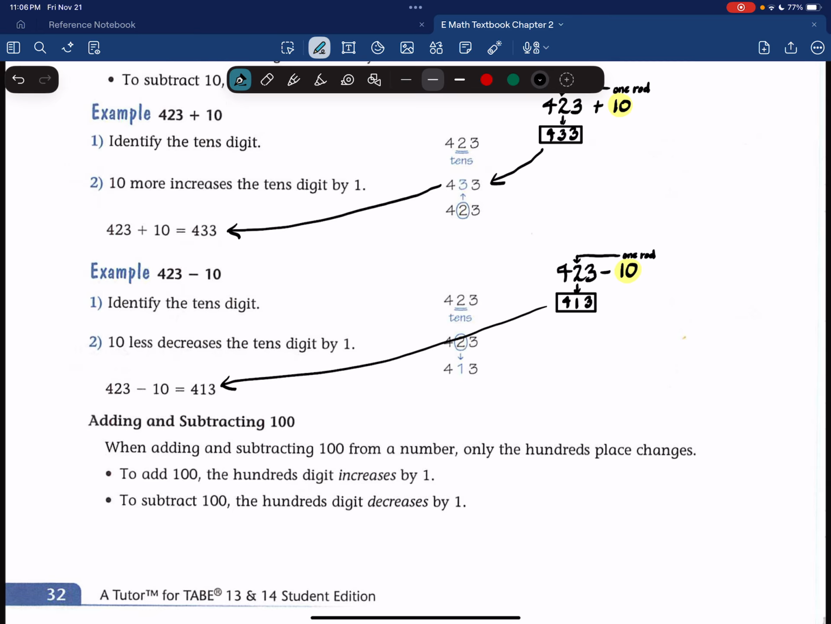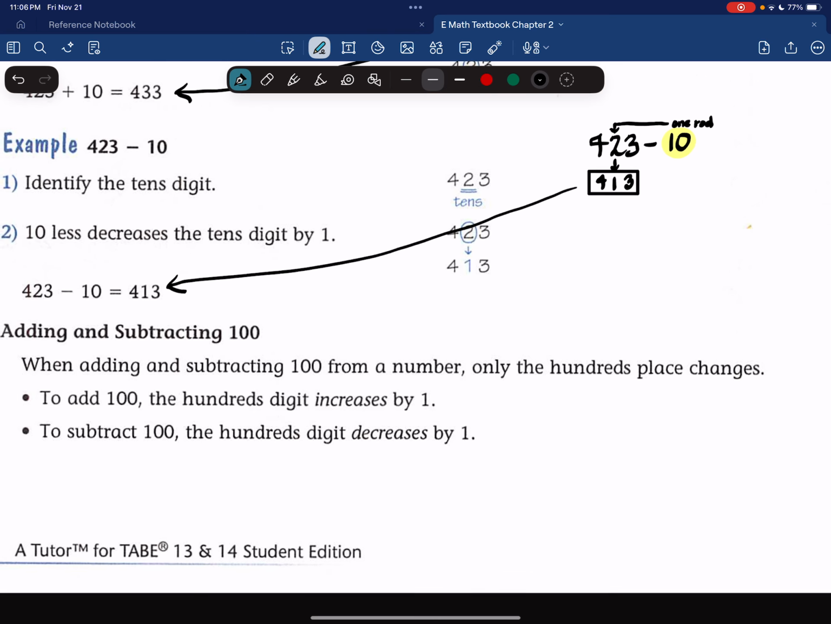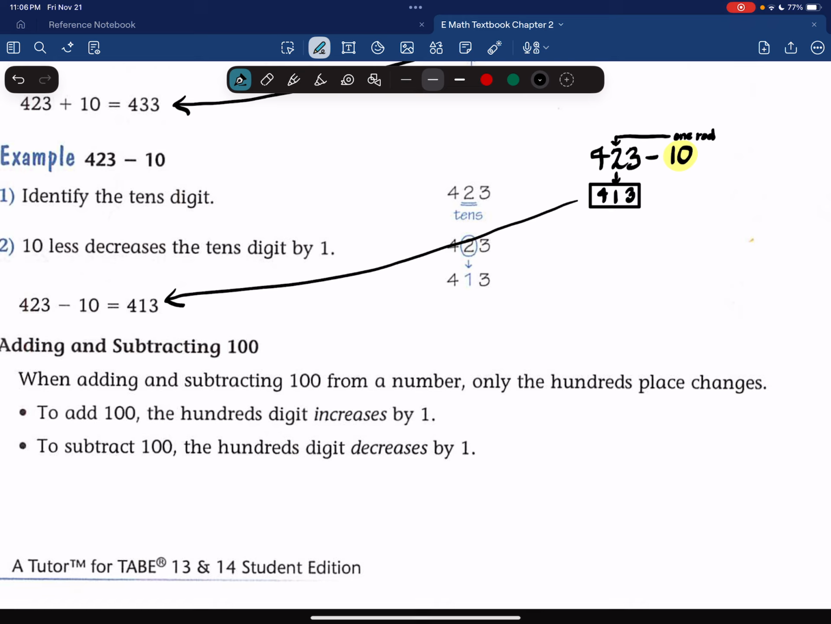Adding and subtracting 100. When adding and subtracting 100 from a number, only the hundreds place changes. And these are the flats. To add 100, the hundreds digit increases by 1. And to subtract 100, the hundreds digit decreases by 1.